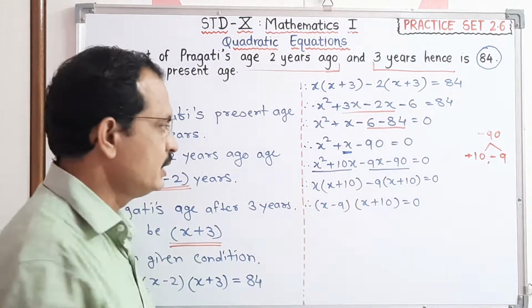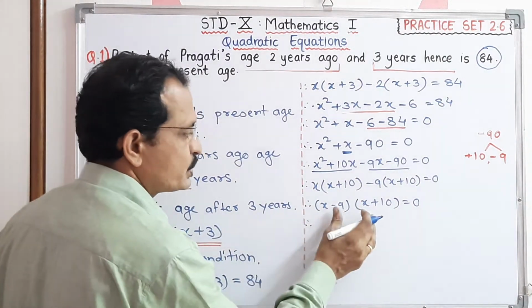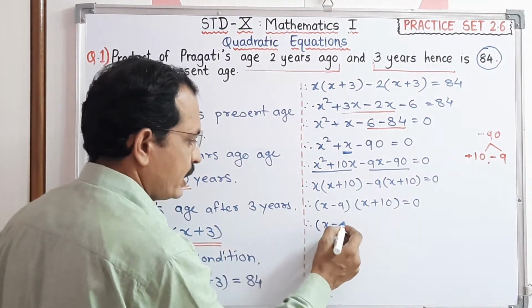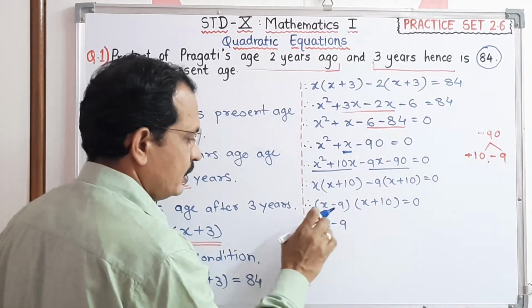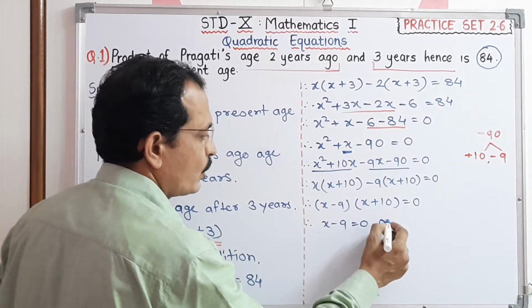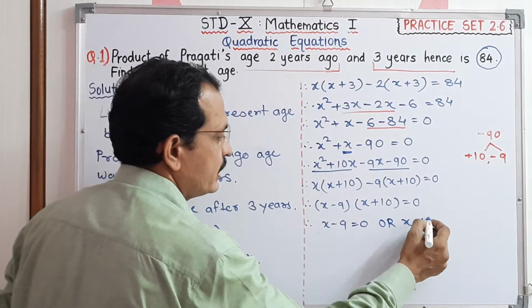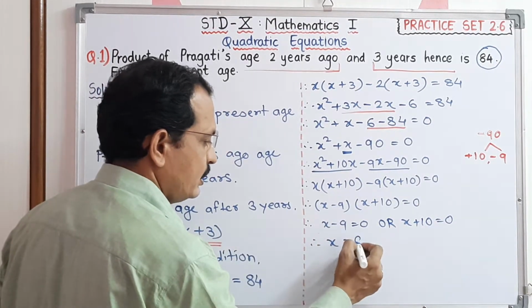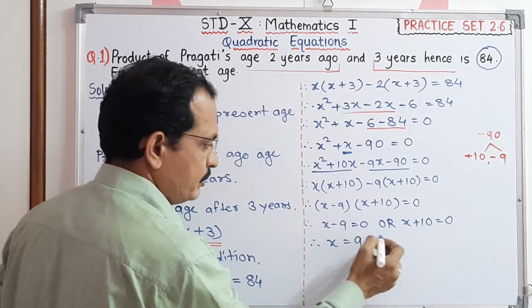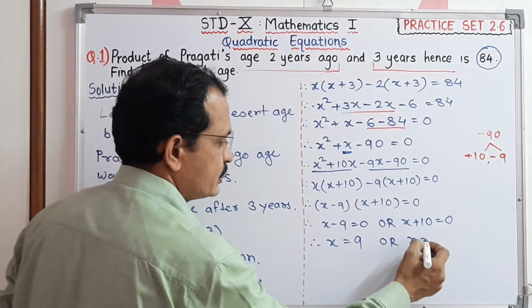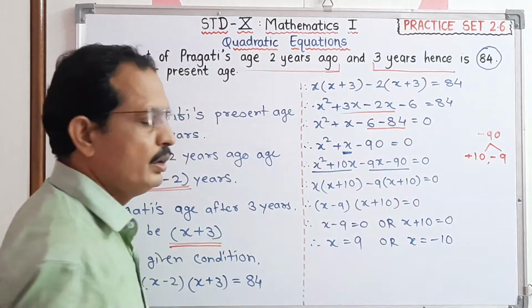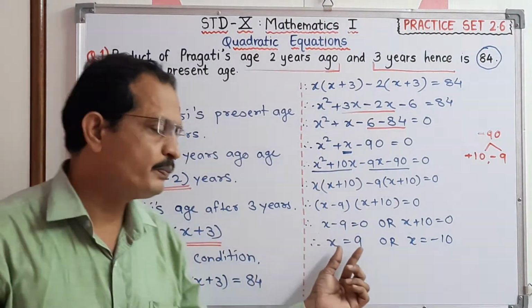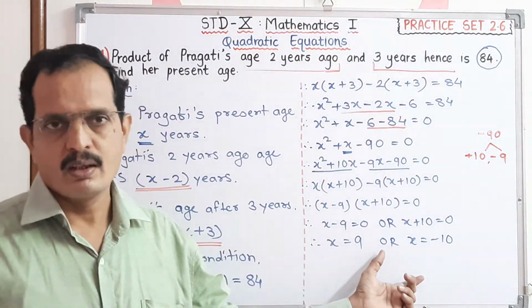It is very easy. Now the product of these two brackets is 0, therefore we write here x minus 9 is equal to 0, or we can write x plus 10 equal to 0, and therefore x is equal to plus 9, 9 becomes plus, and here it is x is equal to minus 10. Here we get two values of x.